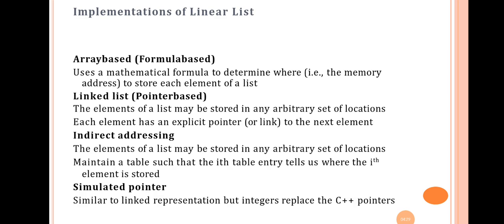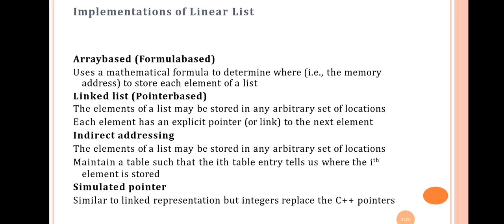Next, implementation of linear list. First is array based, that means formula based. It uses a mathematical formula to determine where to store each element of the list, that means in which memory location it is to be stored. And then next is linked list. It is based on pointers. The elements of a list may be stored in any arbitrary set of locations. Each element has an explicit pointer to the next element.